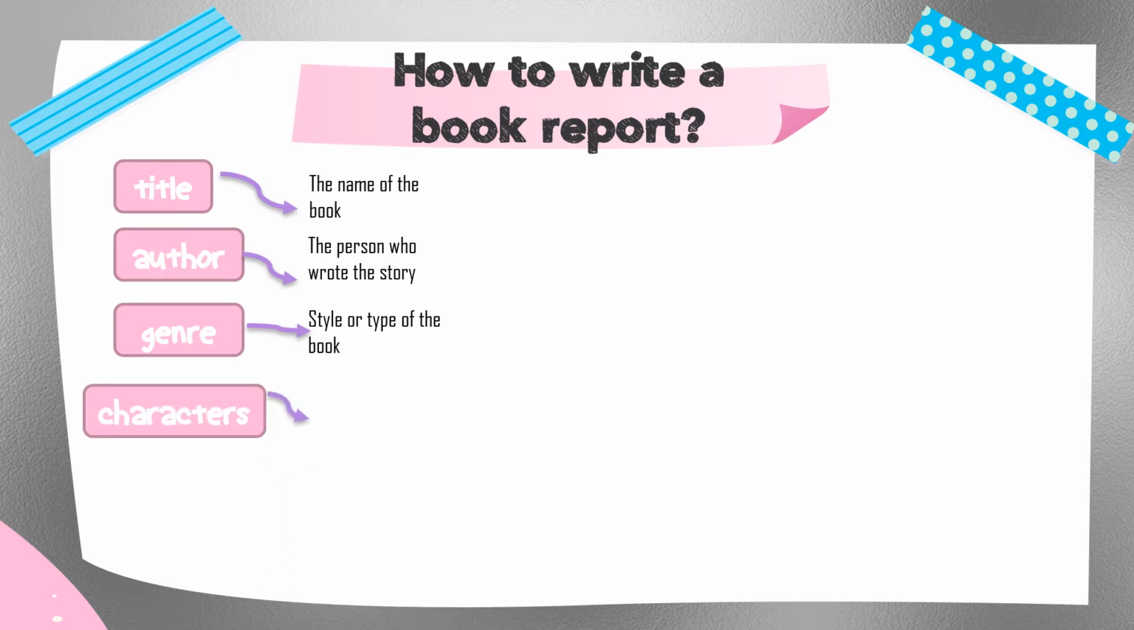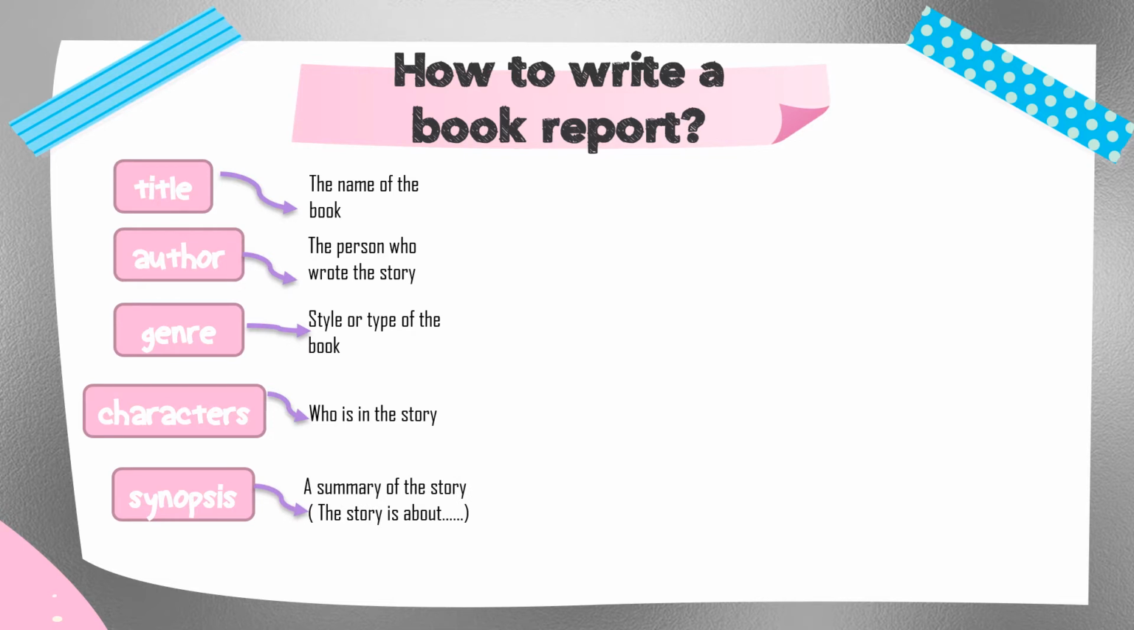Number 4 is characters. Who is in the story? Number 5, synopsis. Synopsis means a summary of the story. You can start with the story is about.